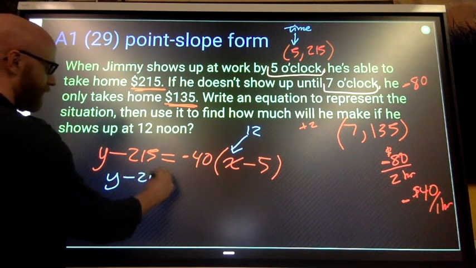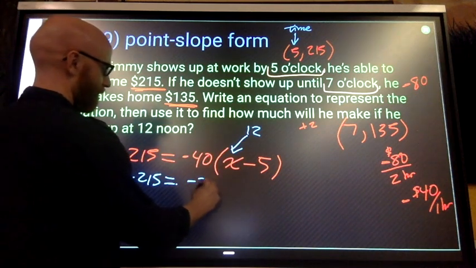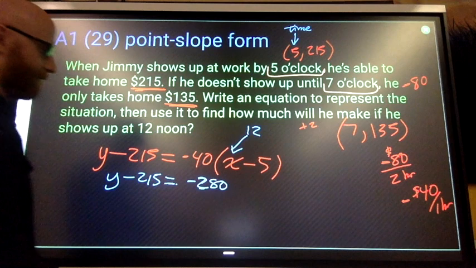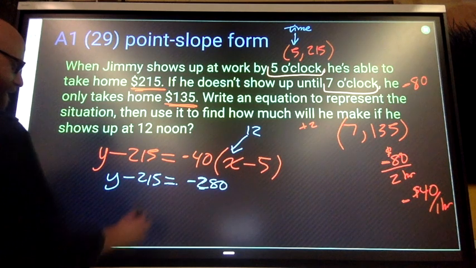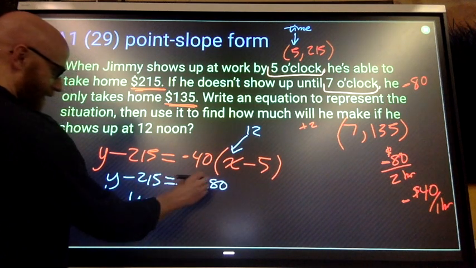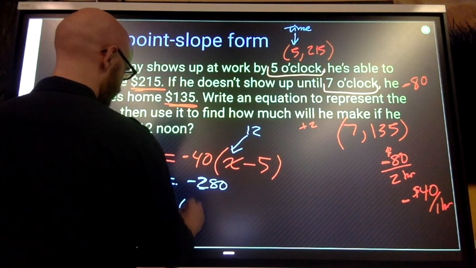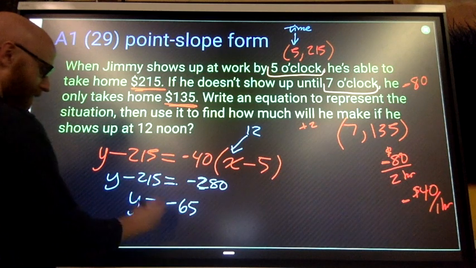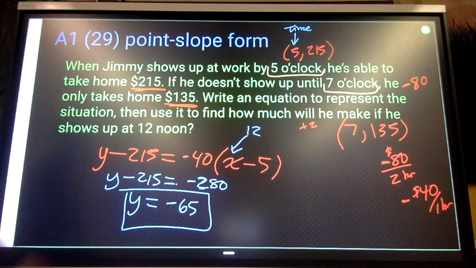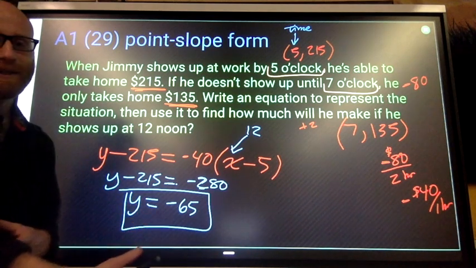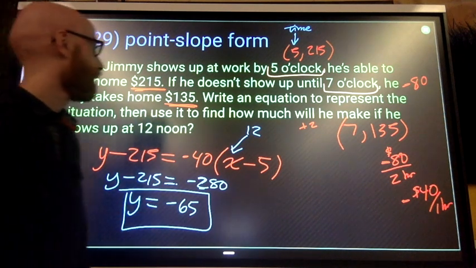Y minus 215 equals negative 40 times 7, negative 280. Add 215 to both sides. Y equals negative 65. All right. If Jimmy doesn't show up to work until 12 o'clock, he's going to have to give $65 to the boss rather than the boss paying him. All right. So Jimmy better show up before 12 o'clock.